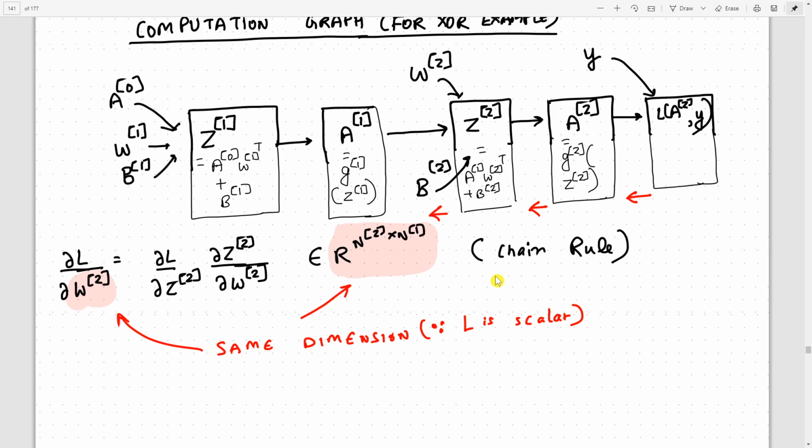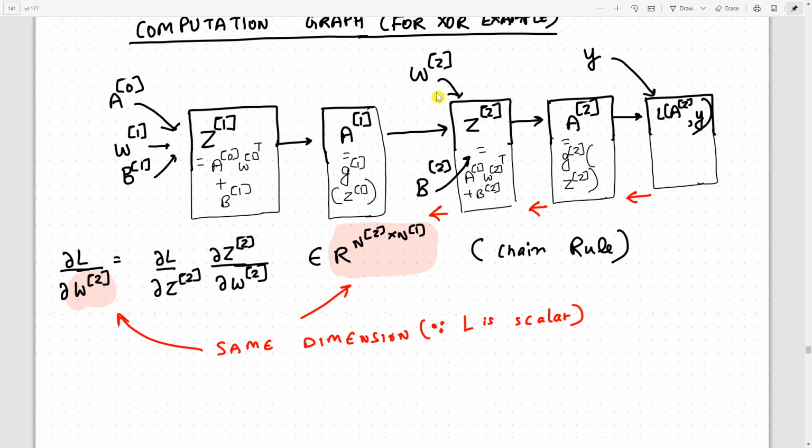Okay, I'm assuming you took a pause and thought about this. The first thing that we see here is that we can again write del L by del W2 using the chain rule. We have already computed del L by del Z2, right? So we can write del L by del W2 as del L by del Z2 times del Z2 by del W2.